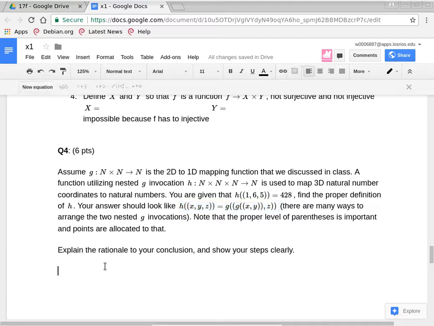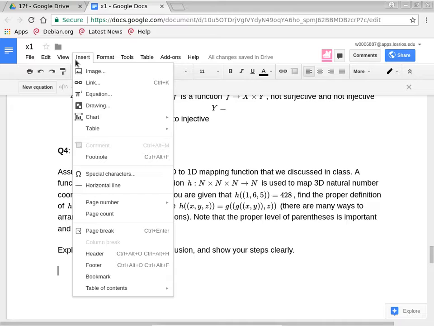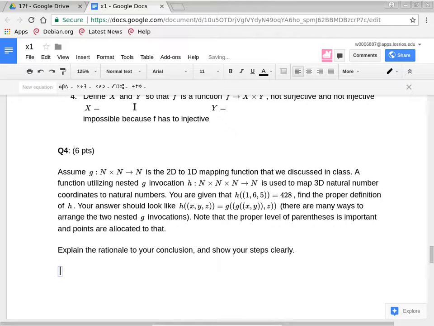So let's go ahead and apply the inverse function. We'll do an insert equation, and then we'll do the inverse first. So we'll apply G inverse of the number, which is 428. And what does that turn out to be?